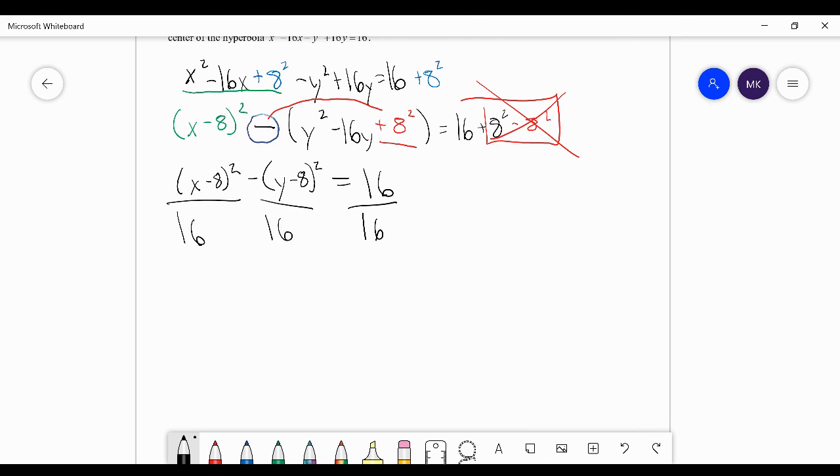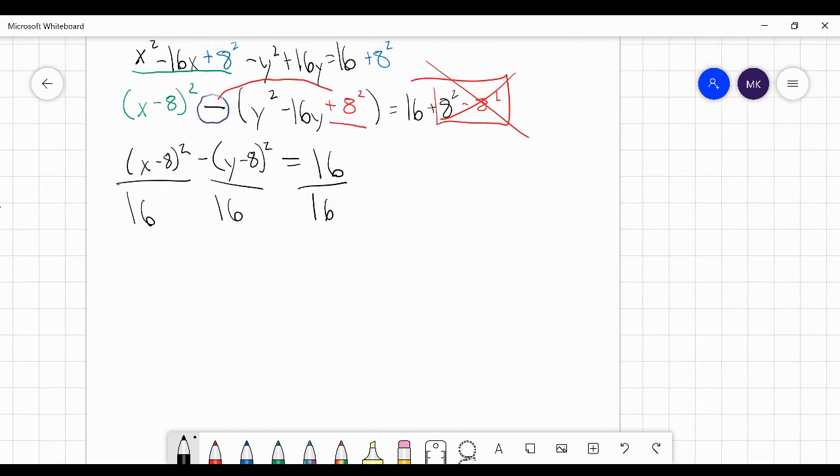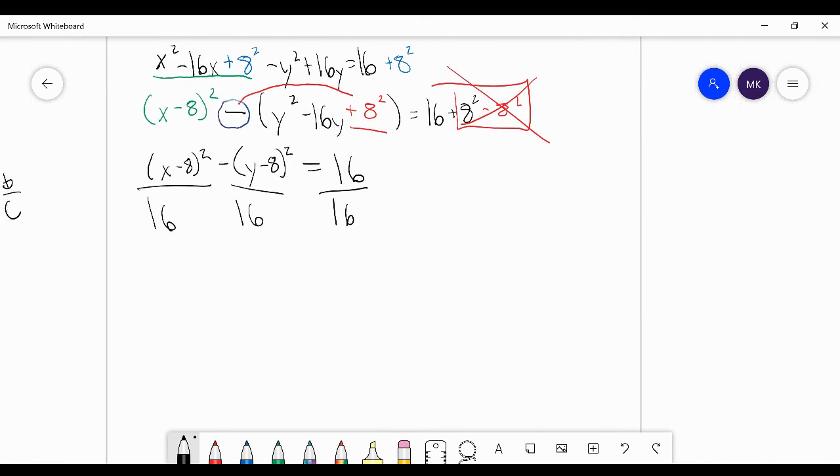Just remember that if I have something like a minus b over c, I can split this to be a over c minus b over c, right? Because if we do the subtraction, it's got a common denominator. The denominator becomes its own thing. We get a minus b. So that is the reason why I can divide each term individually by 16. And it's not breaking any rules. So what I end up with is the final equation of x minus 8 squared over 16 minus y minus 8 squared over 16 equals 1. And that is our equation.